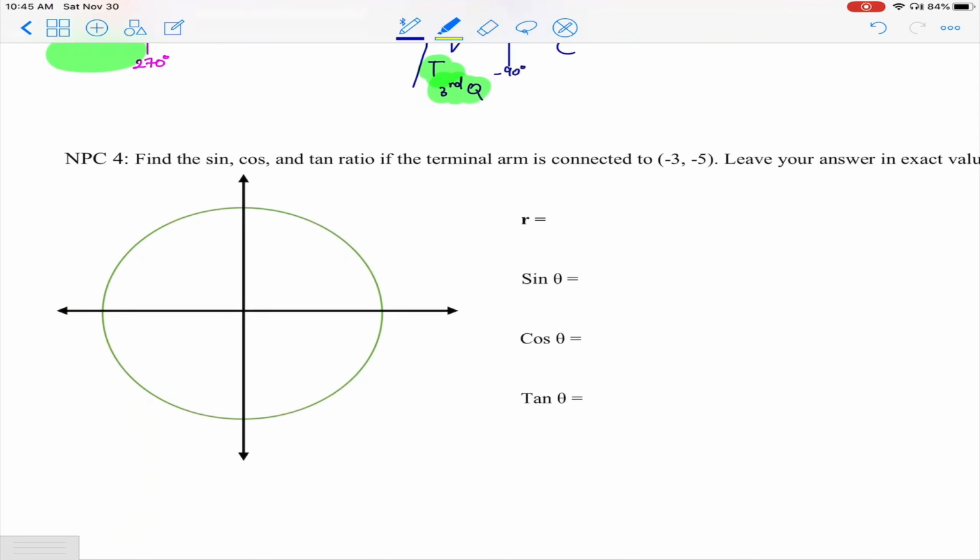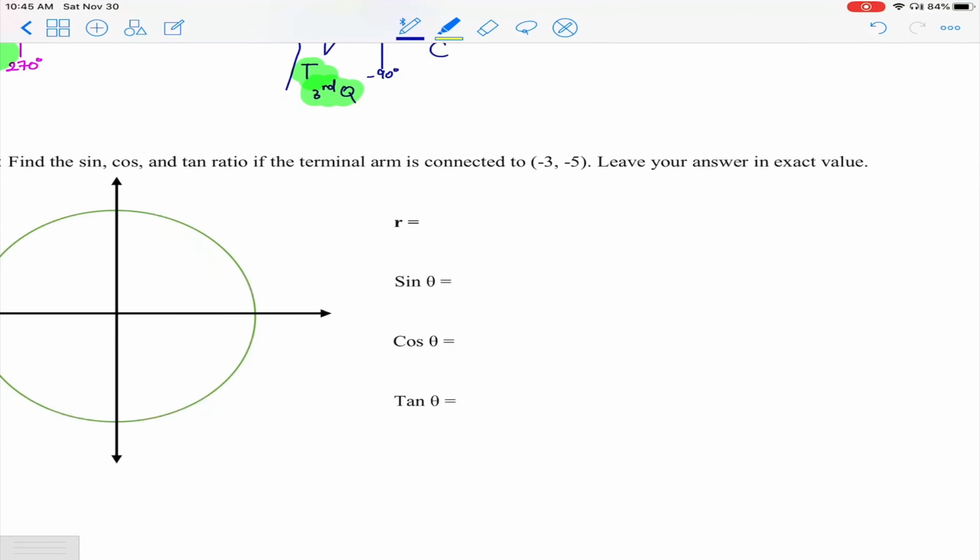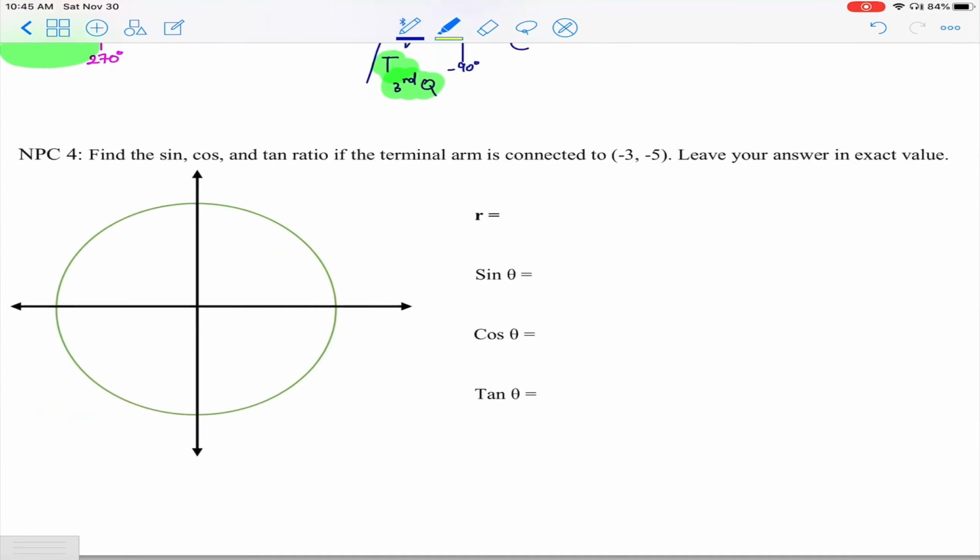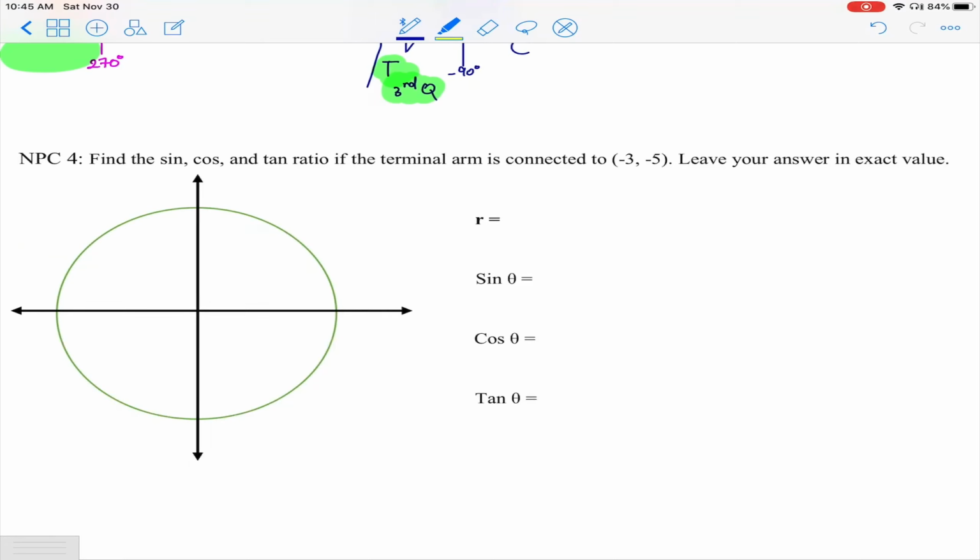Now the next one is MPC4. Find the sine, cosine, and tangent ratio if the terminal arm is connected to -3, -5. Leave your answer in exact value. This is a simple one, okay? So it says, leave your answer in exact value, find the ratio. You're not looking for the angle. So what is sine theta equal to? Not what the angle theta is equal to.